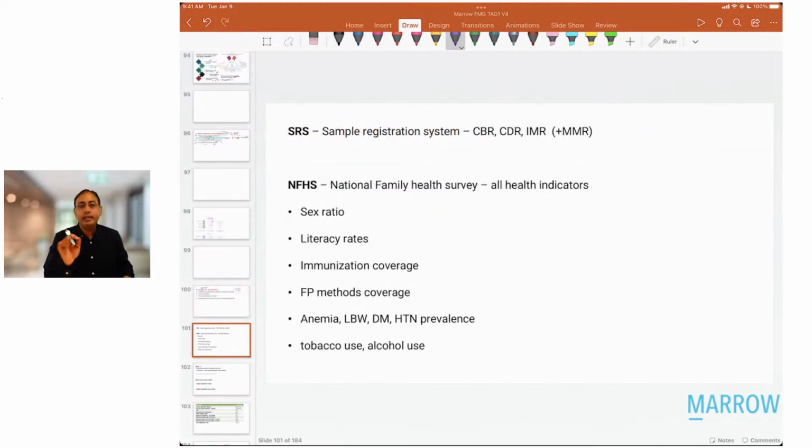Please remember that in India there are 2 systems. We have SRS and we have NFHS. SRS is conducted every 6 monthly to 1 year. It is called the Sample Registration System. It gives you 4 indicators: crude birth rate, crude death rate, infant mortality rate, plus MMR. MMR is a separate publication. So if you get a question which is not included in SRS, the answer is MMR. MMR is given as a separate publication, but yes, these are the 4 indicators which we look at under the SRS system.